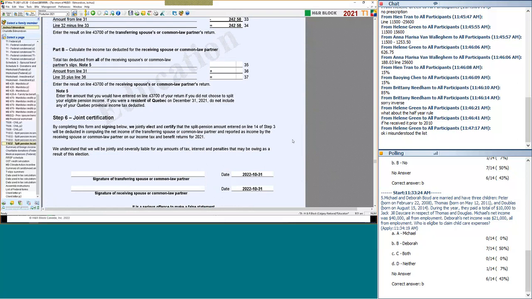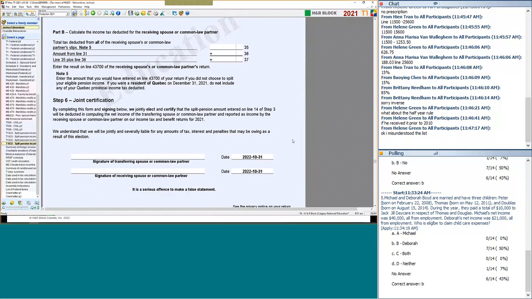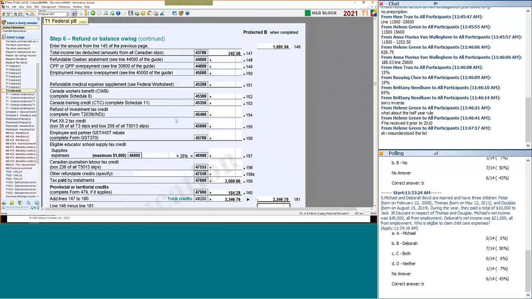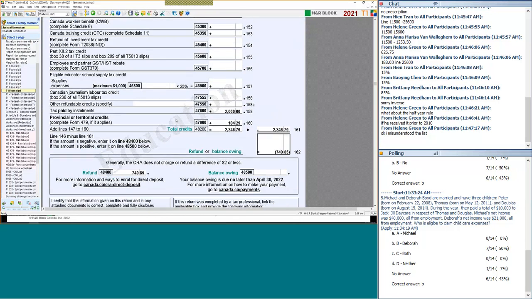And then Charlotte is going to have a return with some refund money on it, and Joshua will have a return with income but less income on it. And then each of them will have to sign. Okay? And in case you were curious about how they did, at the end of the day, if you did the whole return and you want an answer, Joshua is getting a refund of $740.85.